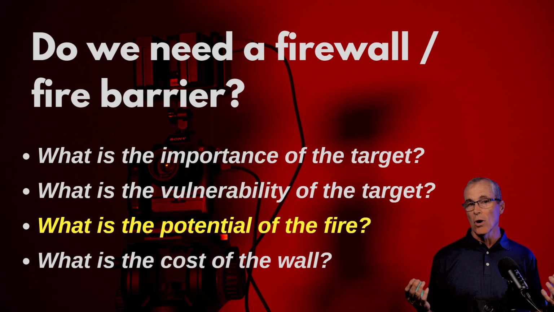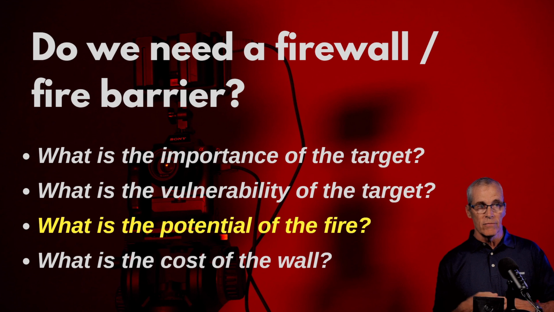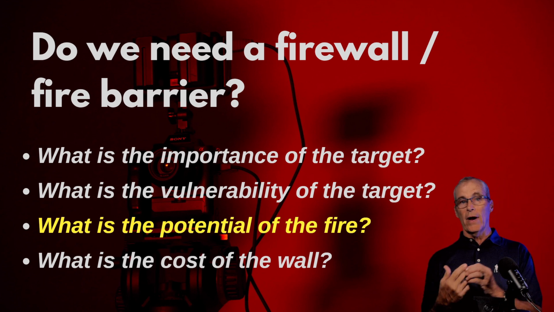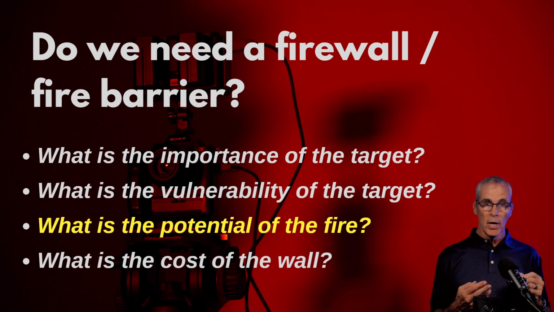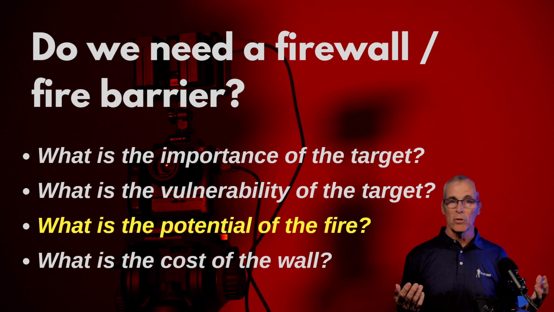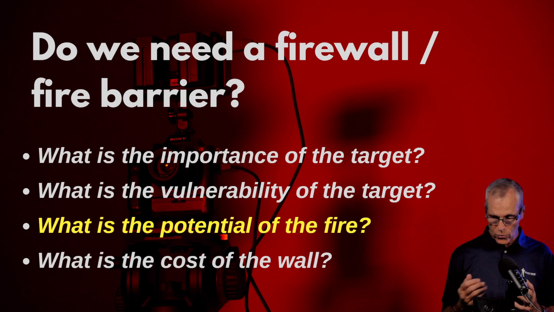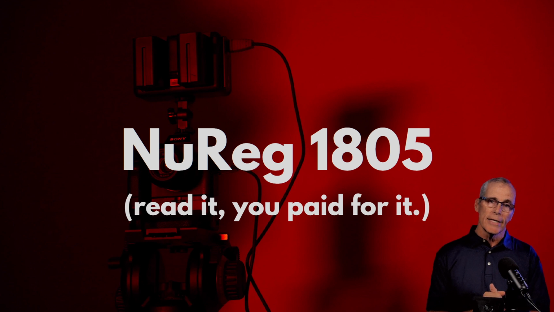And then what's the cost of the wall? Because we can't just say, oh yeah, we've got a very important target that is vulnerable and the fire can cause great damage to it. It doesn't matter if the cost of the firewall is the cost of the transformer. You don't want to spend as much for protection as what you're trying to protect. So we have to keep that in mind. Next, let's talk about NUREG 1805.